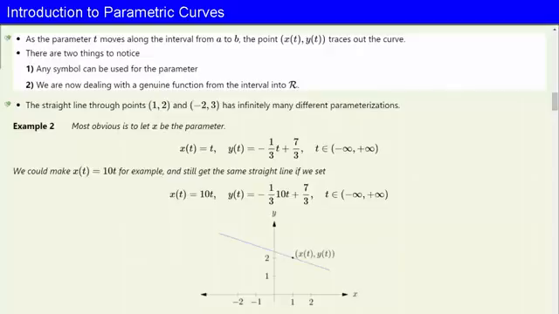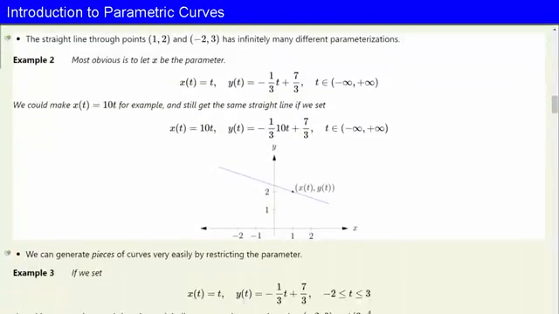Two things to notice. We can use any symbol for our parameter, t or r, or p or George. It doesn't matter. It is best not to use x or y for the parameter, since they are used to denote the coordinates of points in R2. The other thing to notice is that we are now dealing with a genuine function from the interval into R2, or if you prefer, a pair of real-valued functions, x(t) and y(t), defined on the interval.